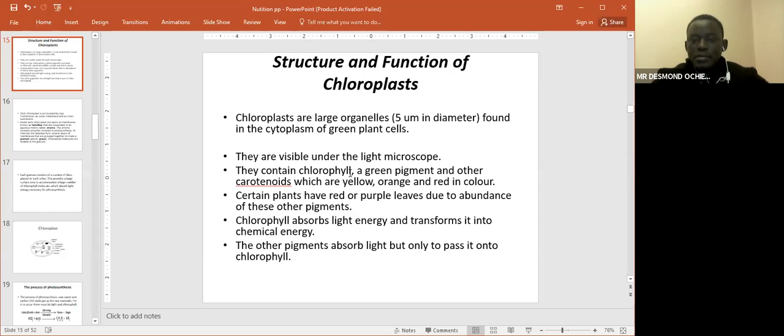The chlorophyll absorbs light energy and transforms it, or changes it, into chemical energy. The other pigments also absorb light, but only to pass it on to chlorophyll. They do not do the function of changing light energy into chemical energy. Other pigments can only absorb light energy. But what changes the light energy to chemical energy is the chlorophyll.